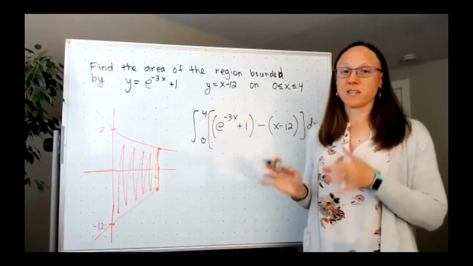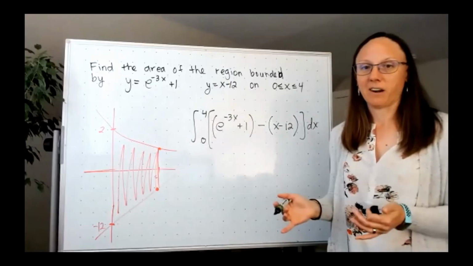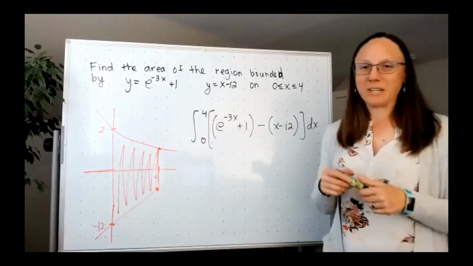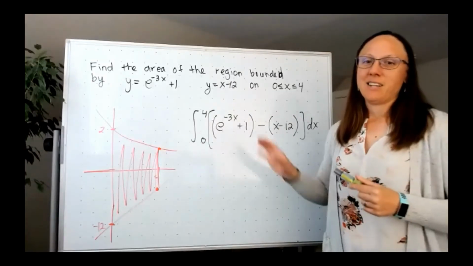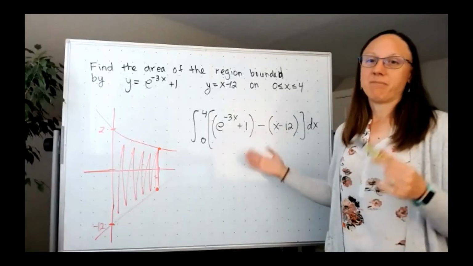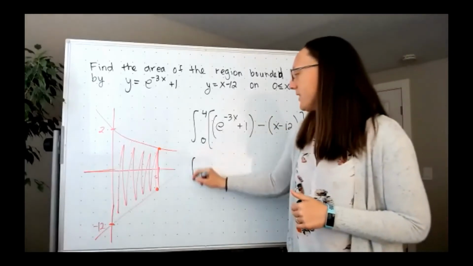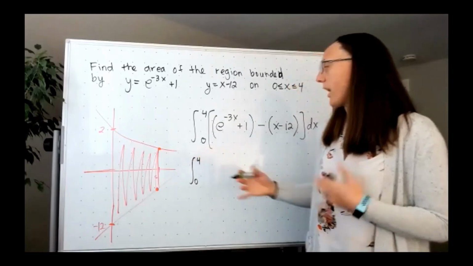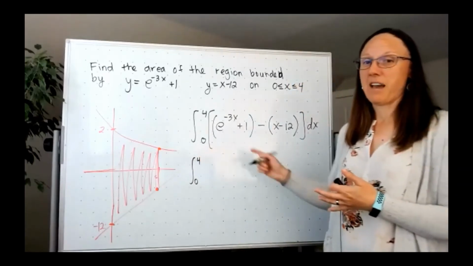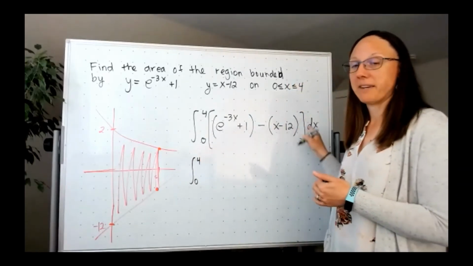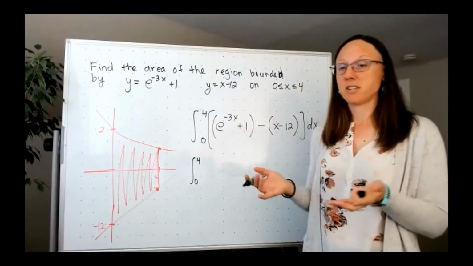And if all I had to do was set this up, I could quit there. But I'm going to assume that we need to finish this off. Let's do this one together just to finish off. So I'm going to keep this from 0 to 4. I'm not ready to take the antiderivative yet. I'm actually going to go ahead and distribute the minus sign through and simplify it first.